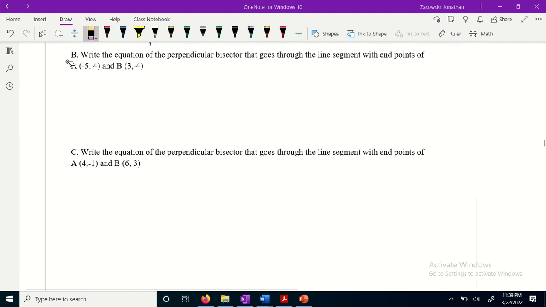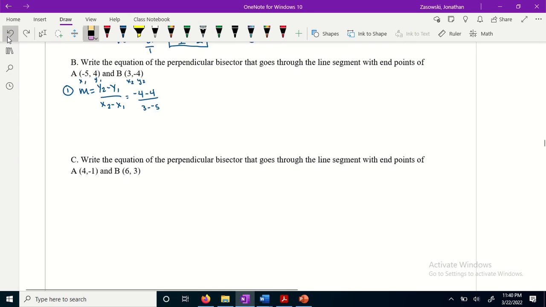There we go. All right, so step 1, right? Find the slope. So remember y2, so negative 4 minus y1, which is 4, over x2, so 3 minus negative 5. And so we're going to end up getting negative 8 over positive 8 here, because the minus a negative becomes a positive, which is equal to negative 1. And then keep in mind the opposite reciprocal of negative 1 over 1 is positive 1 over 1, or just 1. Okay? So the opposite reciprocal of negative 1 is just positive 1.